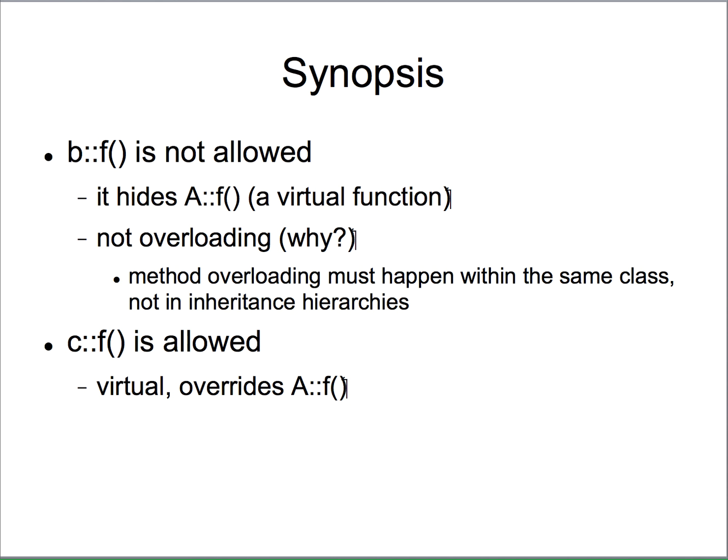So I also can't call it with b::f because that hides another function. And again, B didn't have one. So it's not overloading because it doesn't have the same signature.